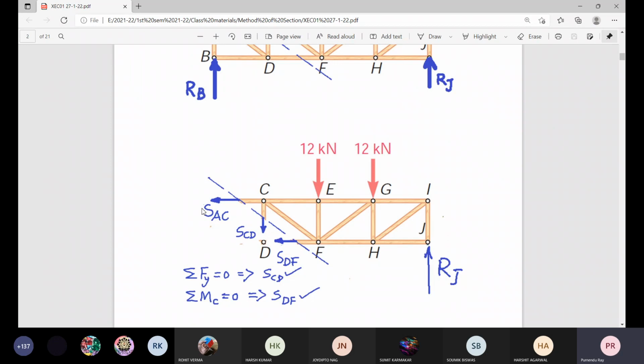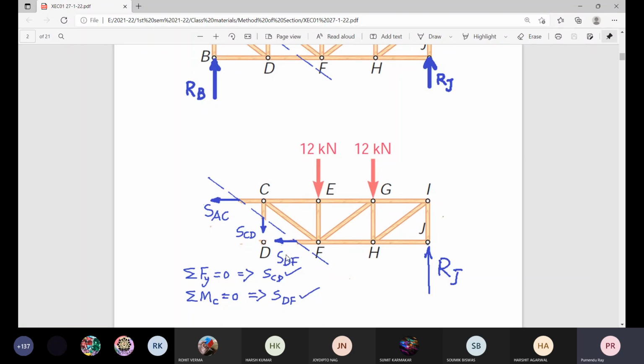For AC, you have not been asked to find out, but if you need to find it out, you can use sigma Fx equals 0. For x direction, the 12 kN loads, RJ and SCD do not have any contribution. Only minus SDF minus SAC. So SAC will be equal to minus SDF, and you very easily can determine it.